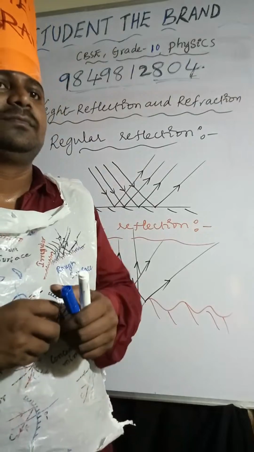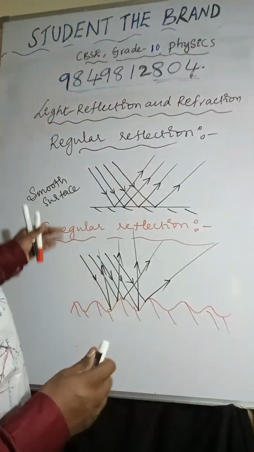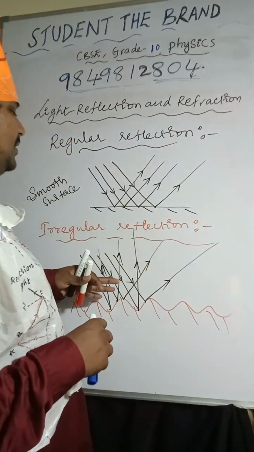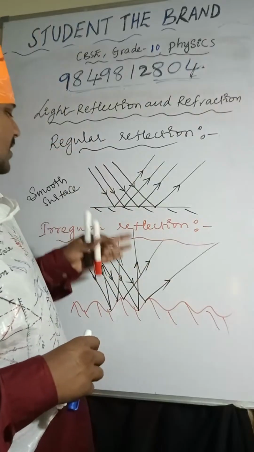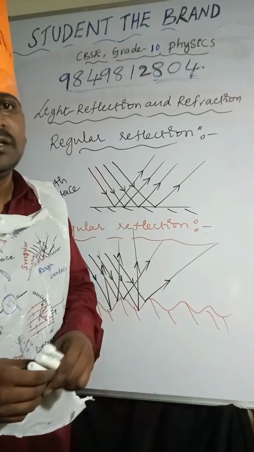So now you can observe, incident light rays are parallel, but reflected light rays are not parallel to each other. So that is regular reflection and irregular reflection.